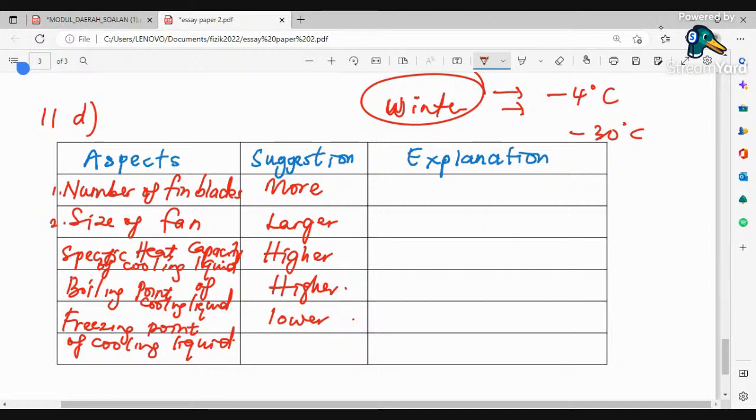Okay, kita ada 5 points ni. 1, 2, 3, 4, 5. If you have more, you can write. You can write more if you want. Okay, because this one is a suggestion of modification. Okay, write more if you want. Okay, now we try to give explanation for all the suggestions. Okay, number of fin blades for the radiator.